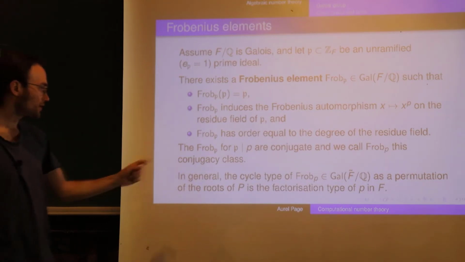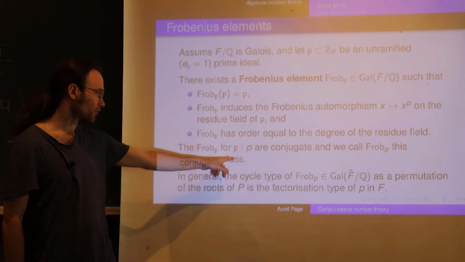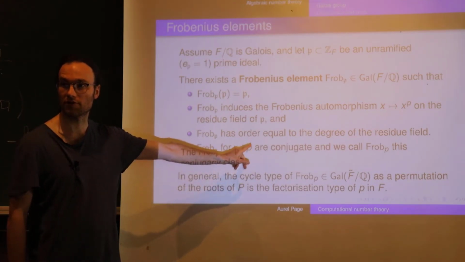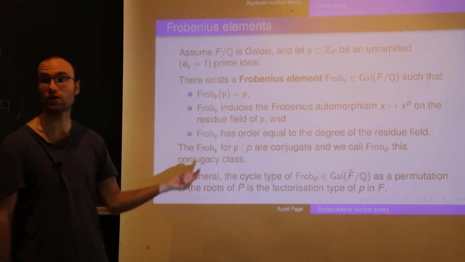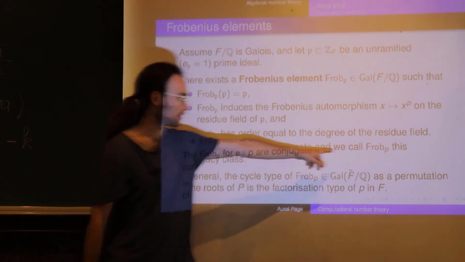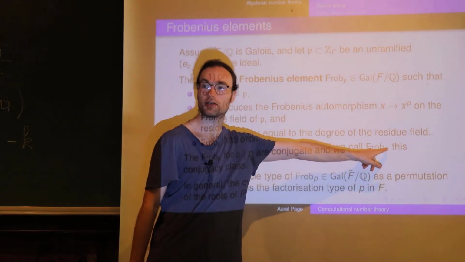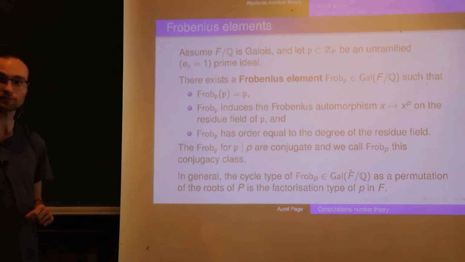Now, when you vary the Frobenius element over all primes that appear in the decomposition of a given prime number, they're all conjugate and they form a full conjugacy class. And so we'll have this notation Frob_p, where p is the prime number, for this conjugacy class.